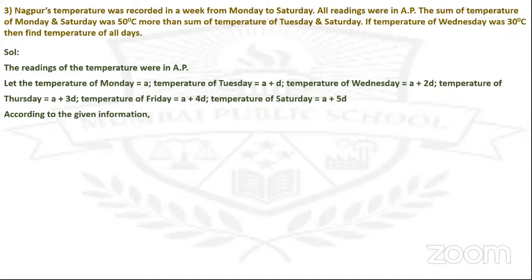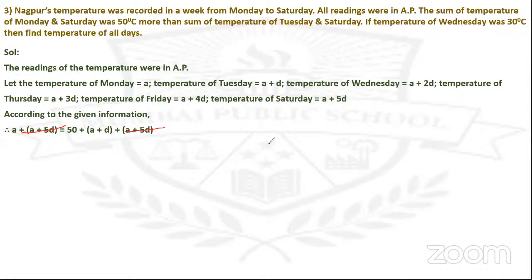Sum of temperature of Monday and Saturday. So Monday and Saturday ko add karo. So A plus 5D equals to 50 more. Understand? Because it is 50 more already given. Then what? Tuesday and Saturday. So what is Tuesday? A plus D. Saturday is A plus 5D. So what happens here is check. A plus 5D, A plus 5D. Okay. Directly is going to get cancelled off.